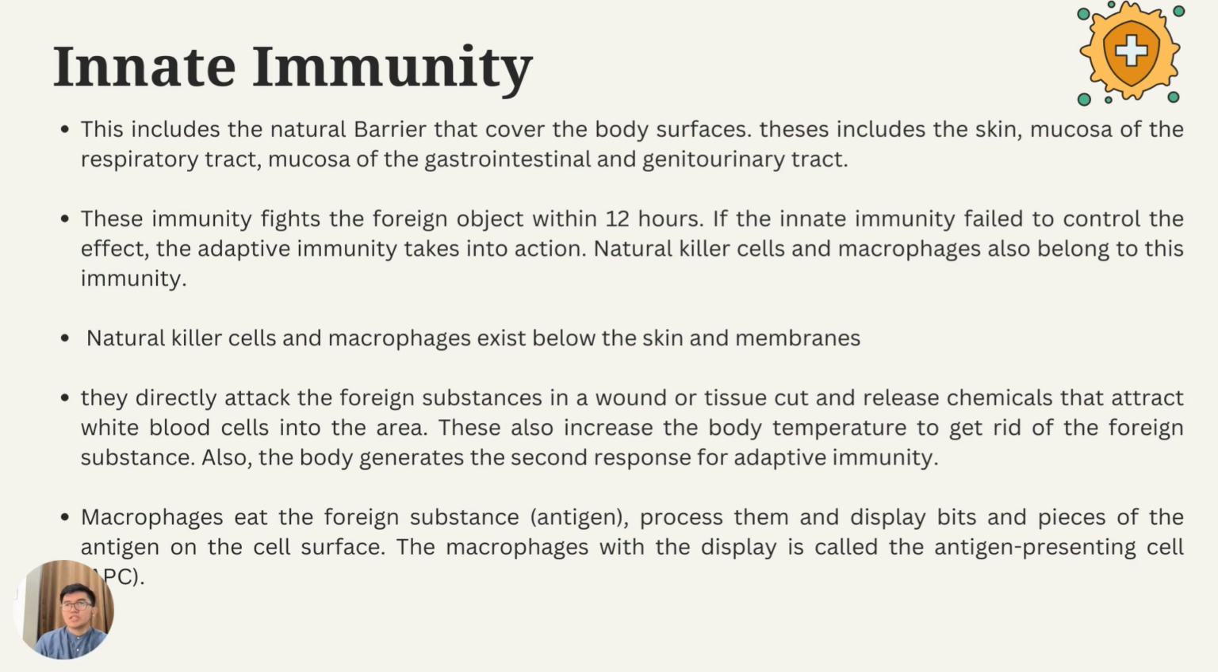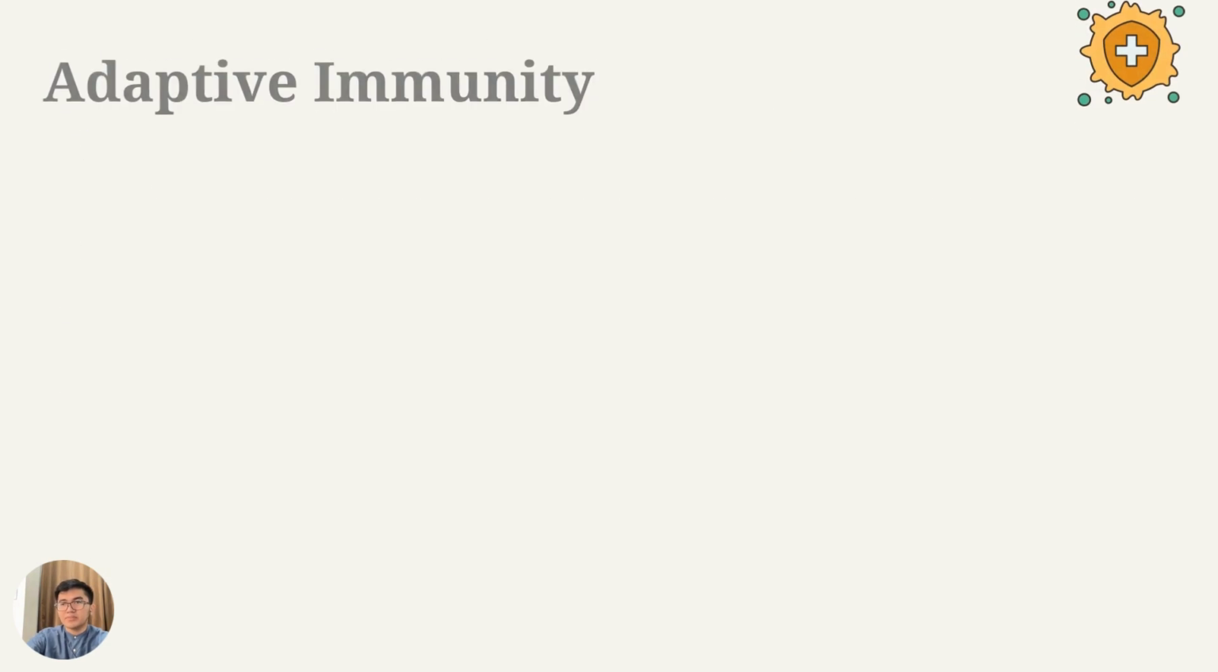Also, the body generates a second response for adaptive immunity. The macrophage eats the foreign substance, the antigen, processes it, and displays pieces of the antigen on the cell surface. The macrophage with the display is called the antigen presenting cell, or APC.